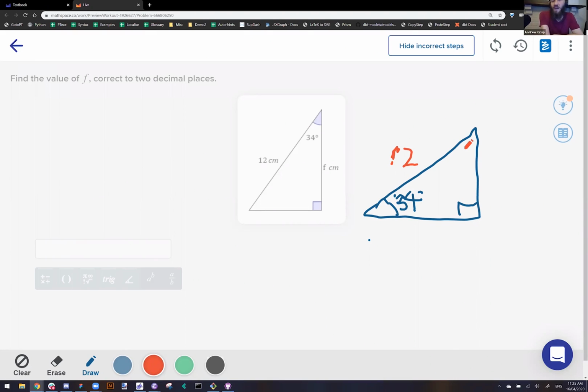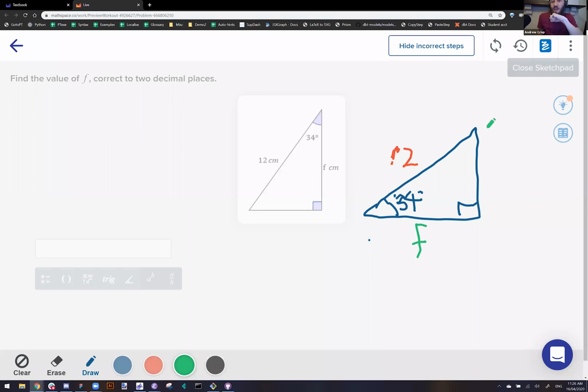And where's this F? Well, one thing I can notice is that the 34 degrees is between the 12 and the F. So by moving the 34, by sort of reflecting it, I've put the F down the bottom here. F centimeters.